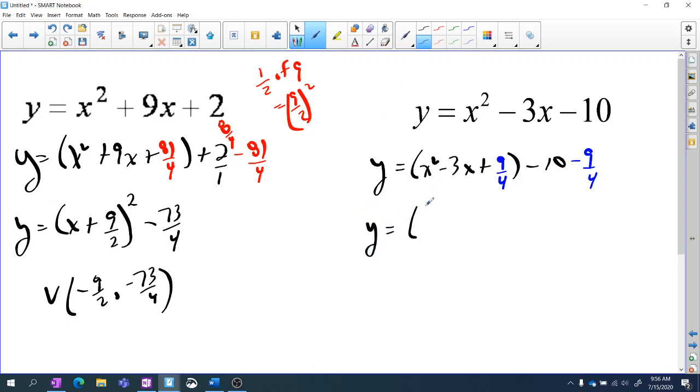Y equals square root of the first, sign from the middle. Square root of a fraction is the square root of the numerator, square root of the denominator, all squared. Now these, I need a common denominator to subtract them. So 10 over 1 would be 40 over 4. So it's a negative 40 over 4. Take away 9 over 4. Negative 49 over 4. Vertex here would be 3 over 2, negative 49 over 4.